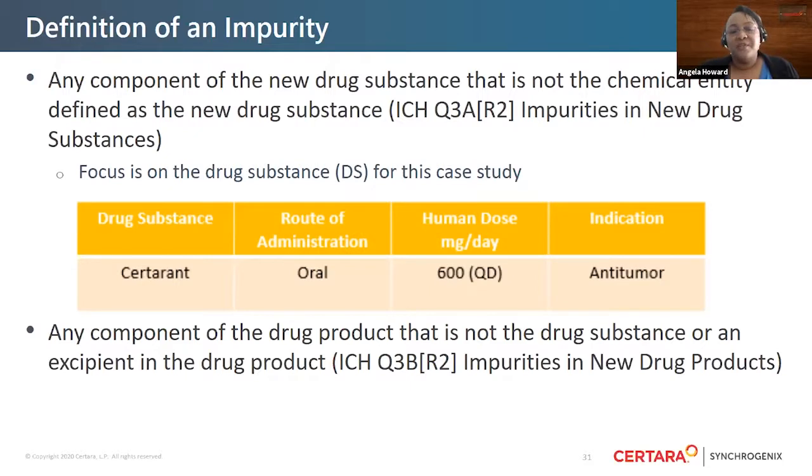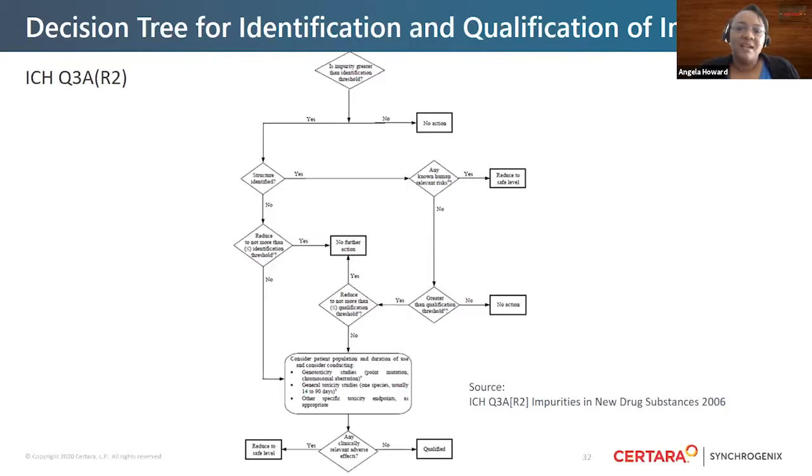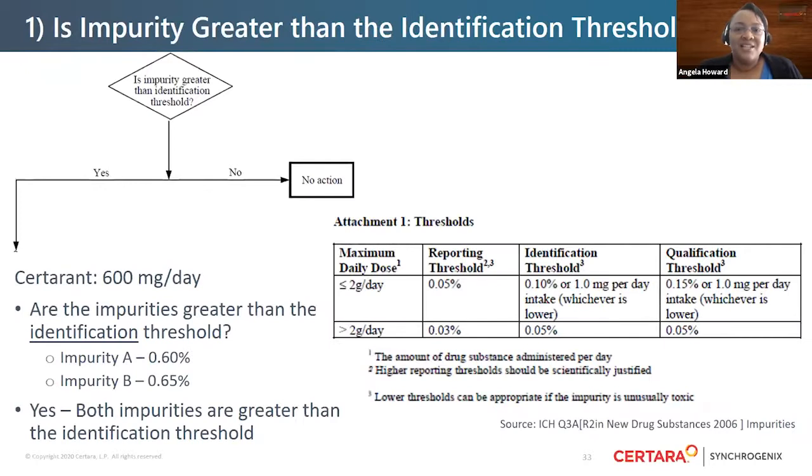But this case study will focus on the drug substance. And so for this, we have Sotarant. It is an oral drug. It will be given at 600 milligrams per day, and it is for an anti-tumor indication. Next slide, please. Again, this is the decision tree that we referenced earlier, and we're going to step through this decision tree for this case study.